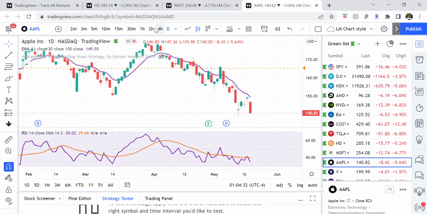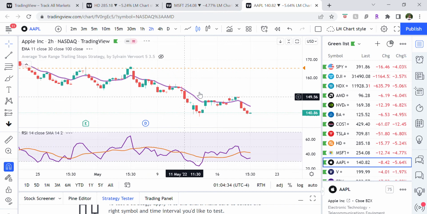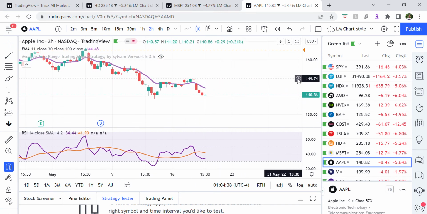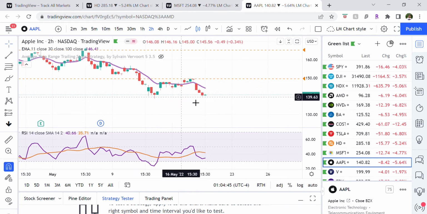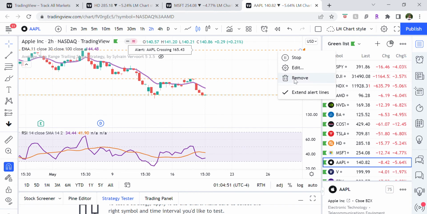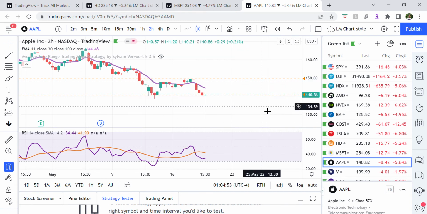Now I'll move to the 2-hour chart. I'll find out the intermediate levels. So the intermediate level is, again, this is my resistance, and this is my support. This guy over here, you can see that this is my support. I'll remove this particular line since I have drawn a lower resistance and support.